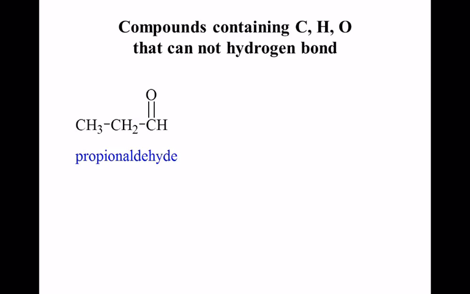Propionaldehyde. Prop meaning three carbons. I guess I would say, aldehydes and ketones. If you look on the sheet I gave you, I always have to concentrate on the difference between an aldehyde and a ketone. With an aldehyde, the carbon with the double bond oxygen has a hydrogen. A ketone has something else over here other than a hydrogen. That's the difference between an aldehyde and a ketone.